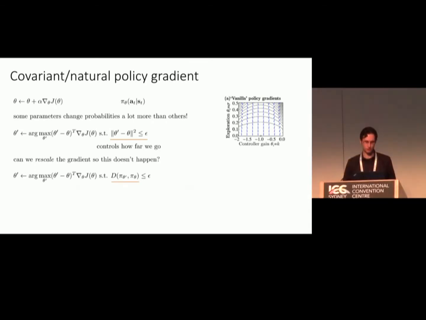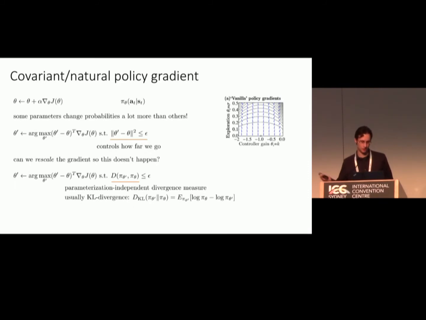A very convenient divergence measure to use is actually KL divergence. You can write it as the expectation under your new policy of the log probability of the old policy minus the log probability of the new one. If you can enforce this kind of constraint, then your steps will affect the policy such that the probabilities change by a fixed amount rather than the parameters changing by a fixed amount. And this could actually address this problem. So how can we do that?